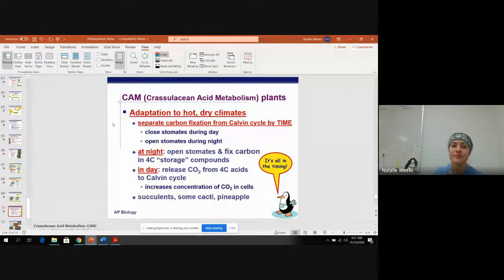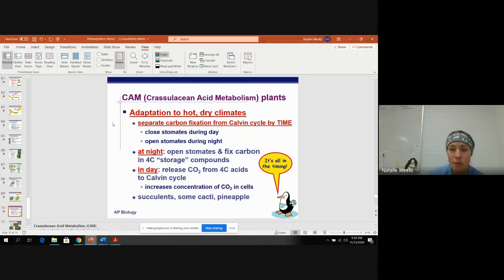Right. My favorite ones, CAM plants. These are, I just think, super, super cool. So what happens to these is these are plants that are adapted to very, very hot, very, very dry climates, and they are going to separate their carbon fixation. So they actually have to close their stomata during the day, and then they open them at night when it's a little bit cooler and sometimes a little bit more humid.